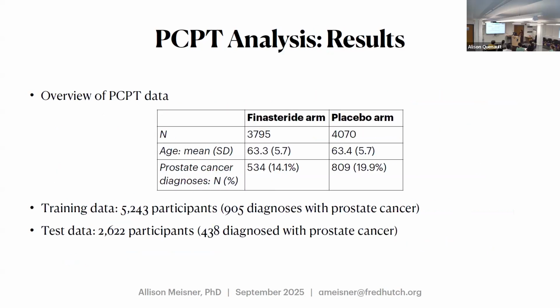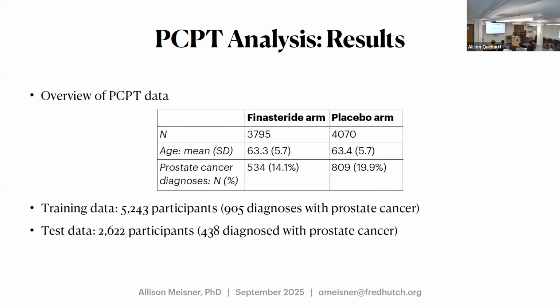Okay, so just really quickly, some of the results. This is an overview of the PCPT data that we used. There were about 3,800 in the finasteride arm and 4,000 in the placebo arm. It seems that people's willingness to give a blood sample was not the same depending on which arm they were randomized to.